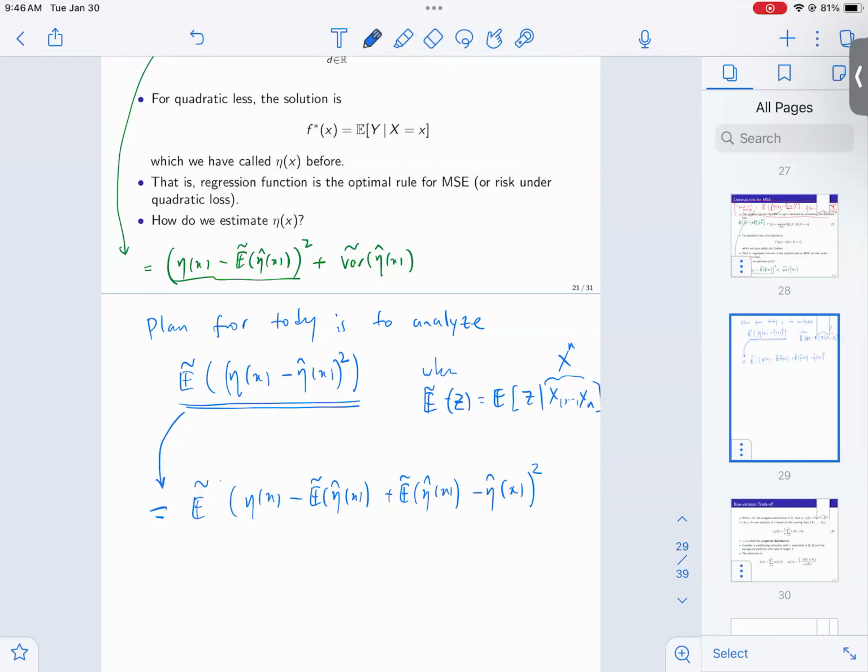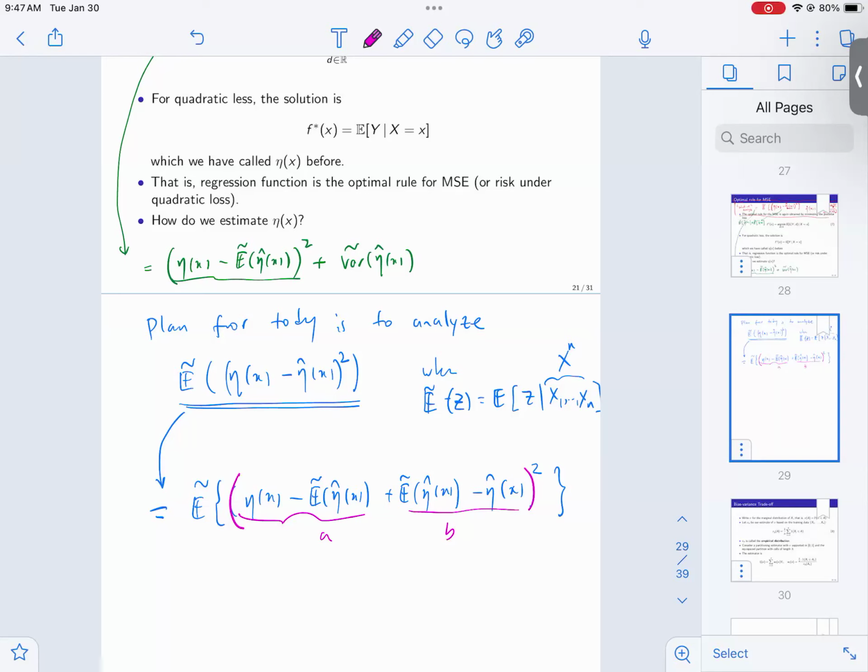I'm going to put braces here. So I just add and subtract the expectation of eta hat. All my expectations are conditioned on the training x, so you can ignore the tilde if you want, but it reminds us that we're conditioning on the training data. That's the algebra, and then you square the terms. The whole thing is squared, so a plus b squared gives you a squared plus b squared plus twice ab.